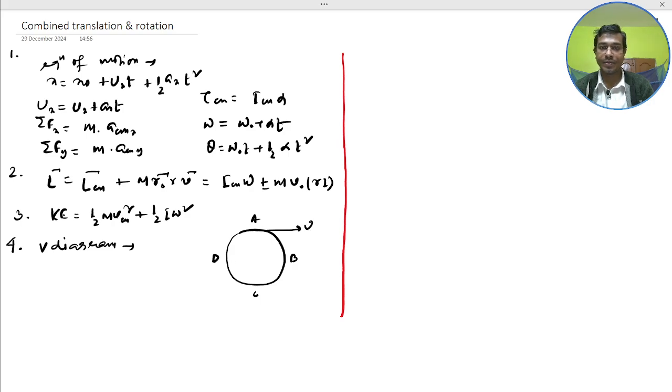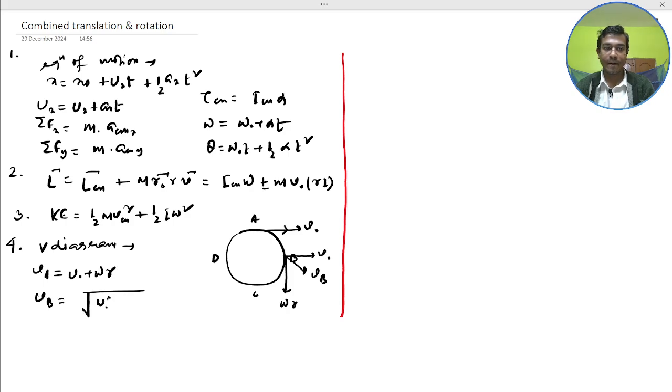For point A, this is the V naught, and here omega r. I just write here. So at point A, VA is equal to V naught plus omega r. At point B, this is the V naught, this is the omega r, and this resultant would be VB. So VB would become the square root of V naught square plus omega r whole square.